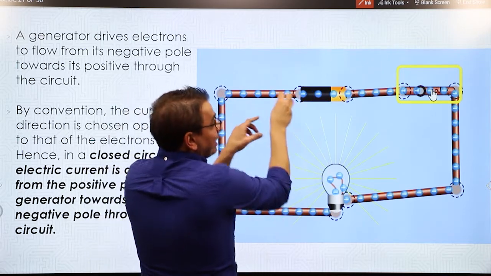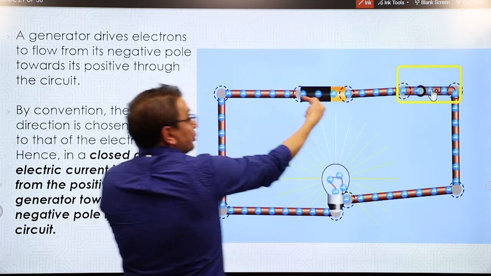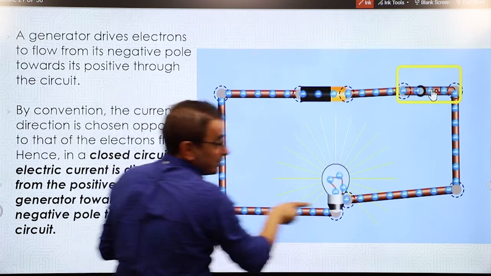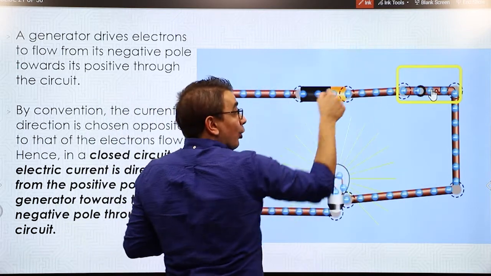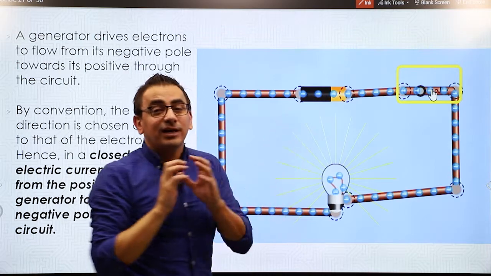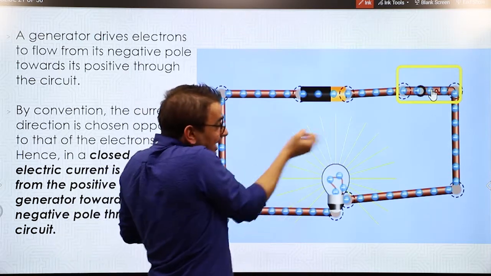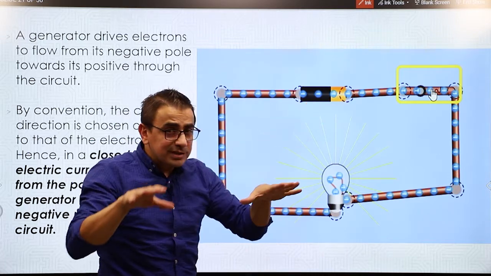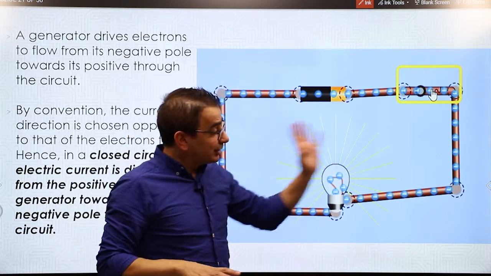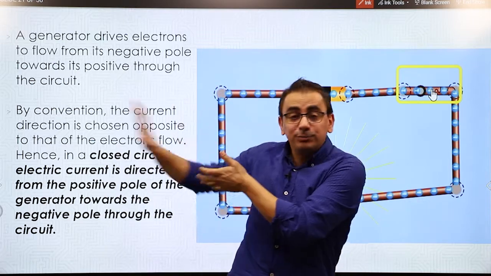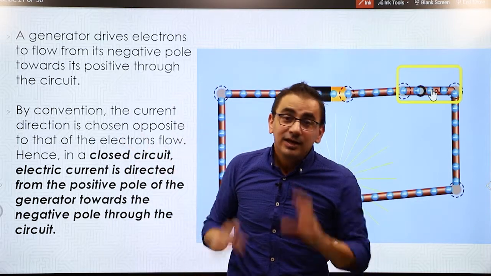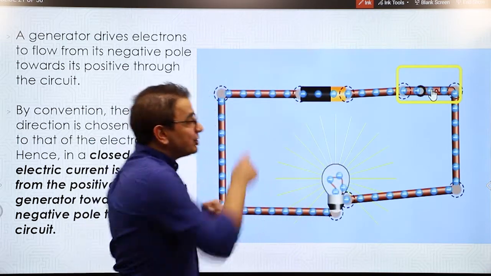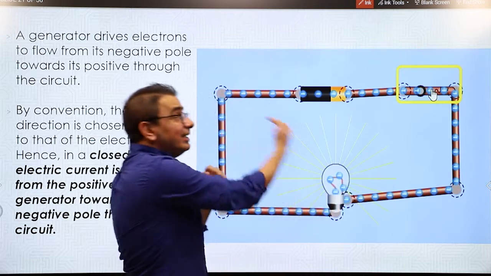When the battery gives a negative charge, an electron, to this side, it pushes it away. This electron pushes another, the electron pushes another, and so on through the circuit until it reaches here. Over here, the battery or the generator or the dry cell takes an electron from the circuit. So you notice that almost the battery didn't lose anything. It simply took an electron from one side and pushed an electron on the other side. The battery is a driver of the electrons. It supplies the energy for this electron to flow in the circuit.